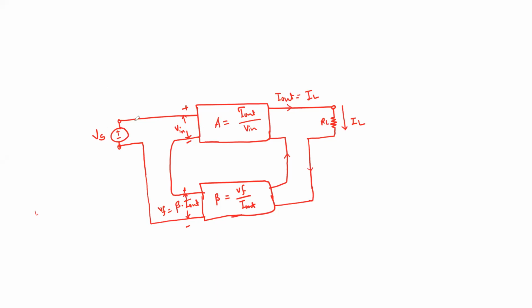So, what you see there is the input port of this system, and there is an output port of this system. You have at the input a voltage source called Vs, and at the output you have this current I out that eventually flows through the load RL, and the current flowing through RL is called IL. That's why we say I out is equal to IL.